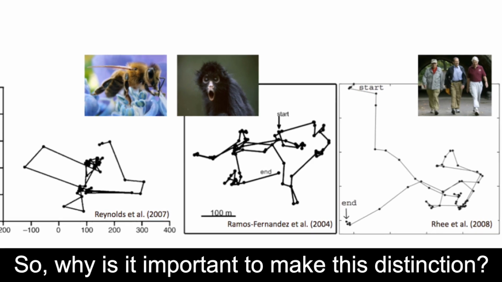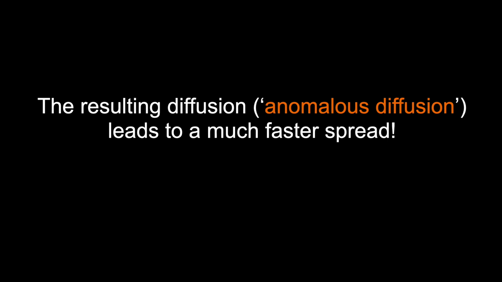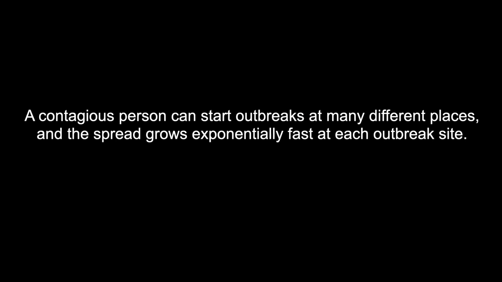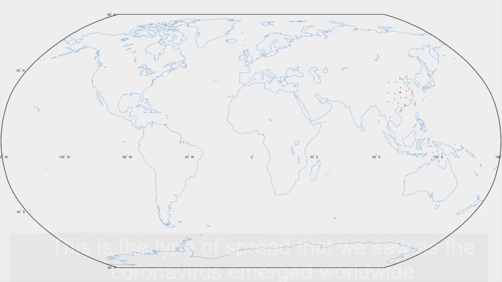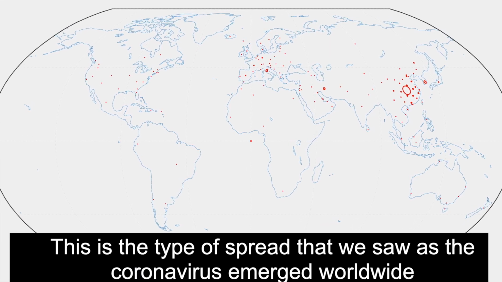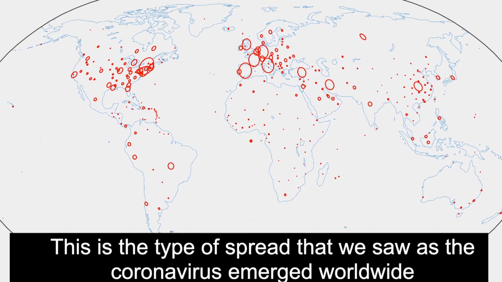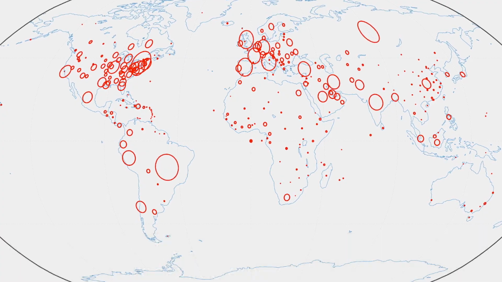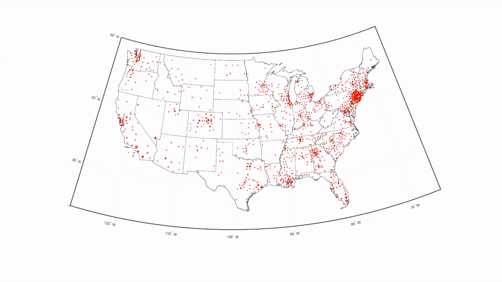So why is it important to make this distinction? The resulting diffusion, called anomalous diffusion, leads to a much faster spread. A contagious person can start outbreaks at many different places, and the spread grows exponentially fast at each outbreak site. This is the type of spread that we saw as the coronavirus emerged worldwide, and is continuing to spread.